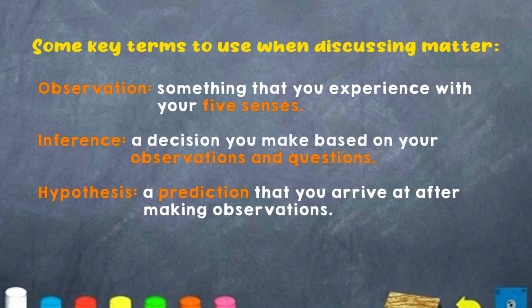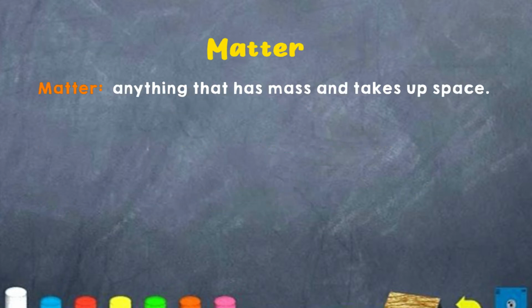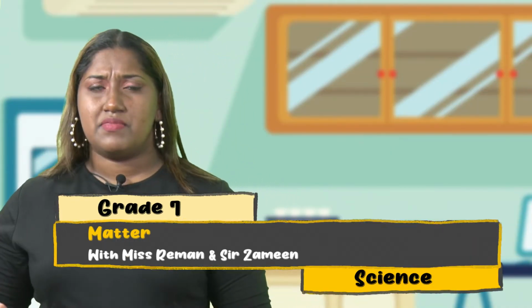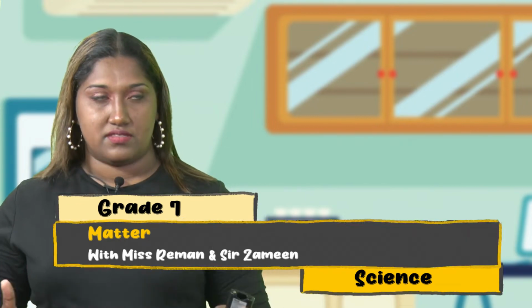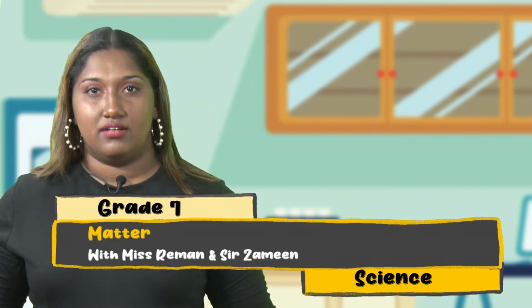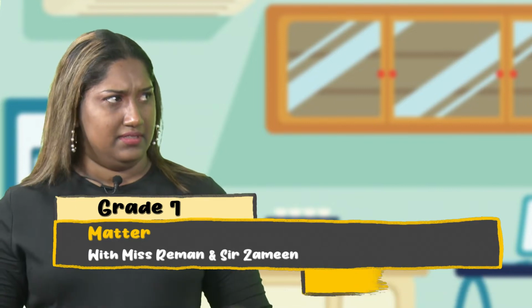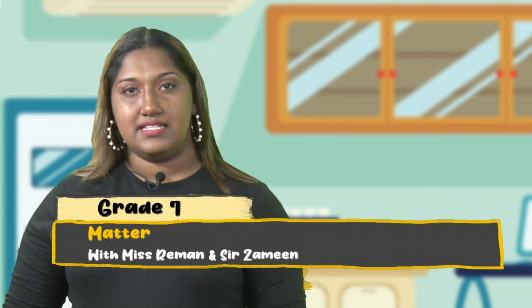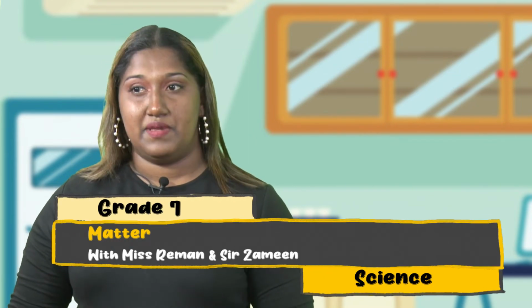So what is matter? Matter is anything that has mass and occupies or takes up space. For example, boys and girls, can you list some things that have mass and occupy space around you? Let's take a look around us. We have some tables, chairs, maybe a book on your desk, the book you're writing with. They all have mass and they occupy some amount of space.